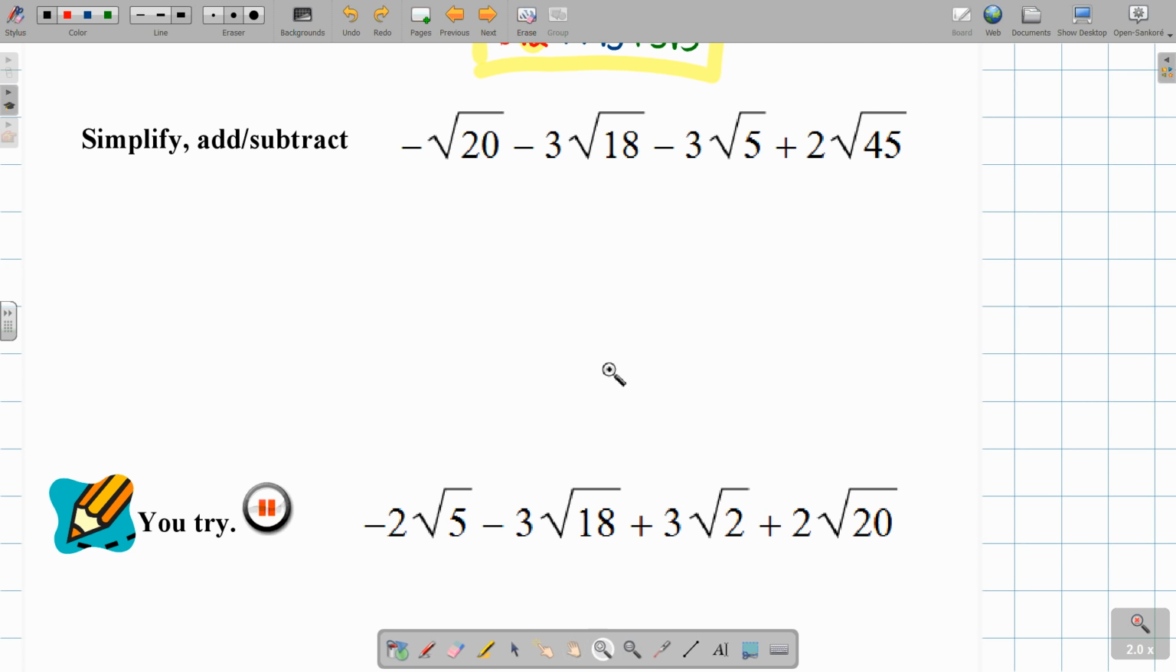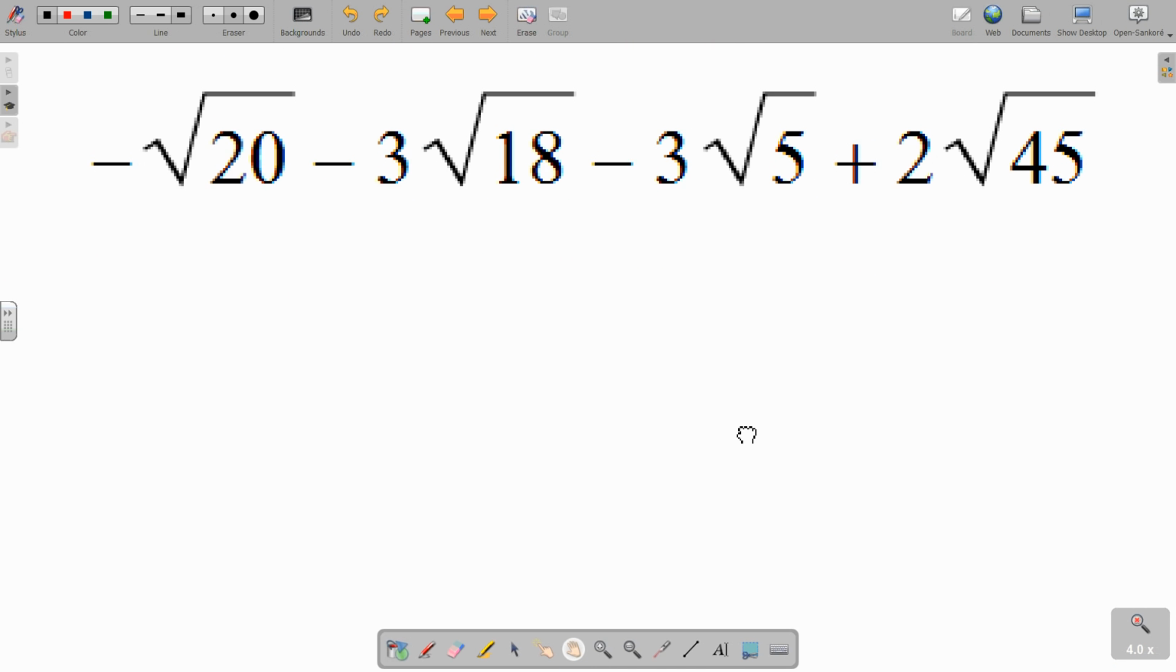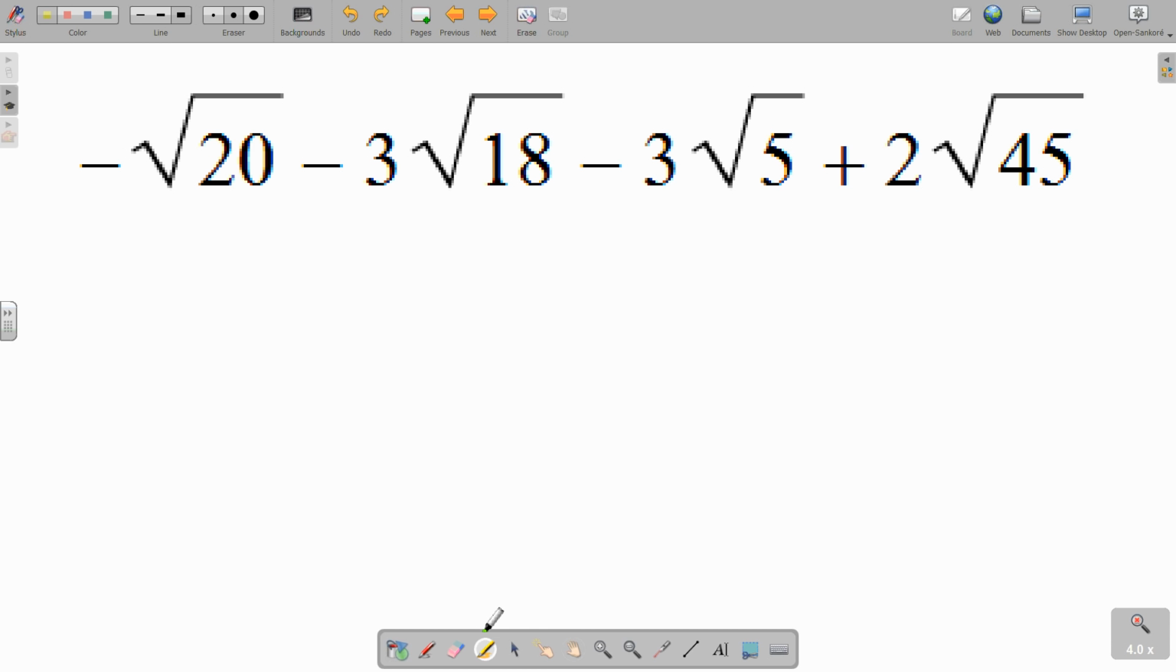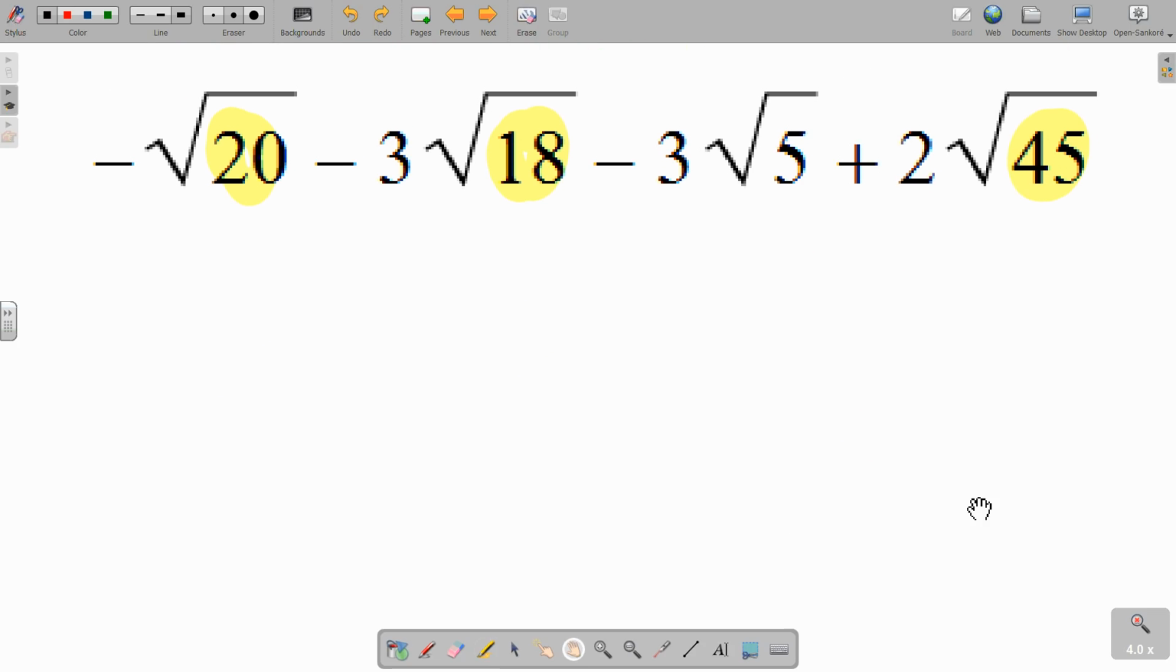Okay, now the only other thing you have to watch out for is sometimes you have to simplify the radicals before you can add or subtract. So notice the radicals here, none of them you can simplify farther. I chose all prime numbers just to simplify the process. Down here, notice that's not prime, that's not prime, that's not prime. If it's not prime, you first have to simplify before you can add or subtract.